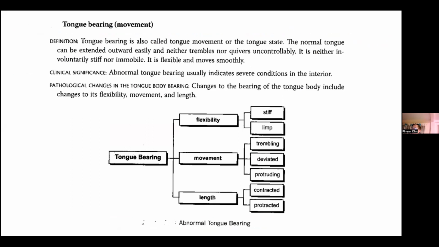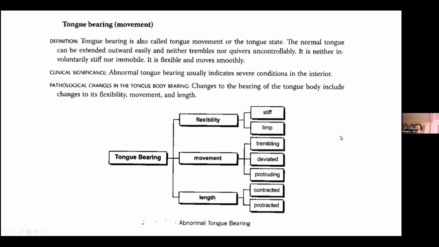Sa clinical significance, abnormal tongue bearing usually indicates severe condition in the interior. Sa pathological changes in the tongue body bearing, changes to the bearing of the tongue body include changes to its flexibility, movement, and length. So sa tongue bearing, we have three divisions: yung flexibility, yung movement, and the length. Sa flexibility, meron tayong it's either stiff or limp. And sa movement, meron trembling, deviated, and protruding. Sa length, it could be contracted, protracted. Okay?